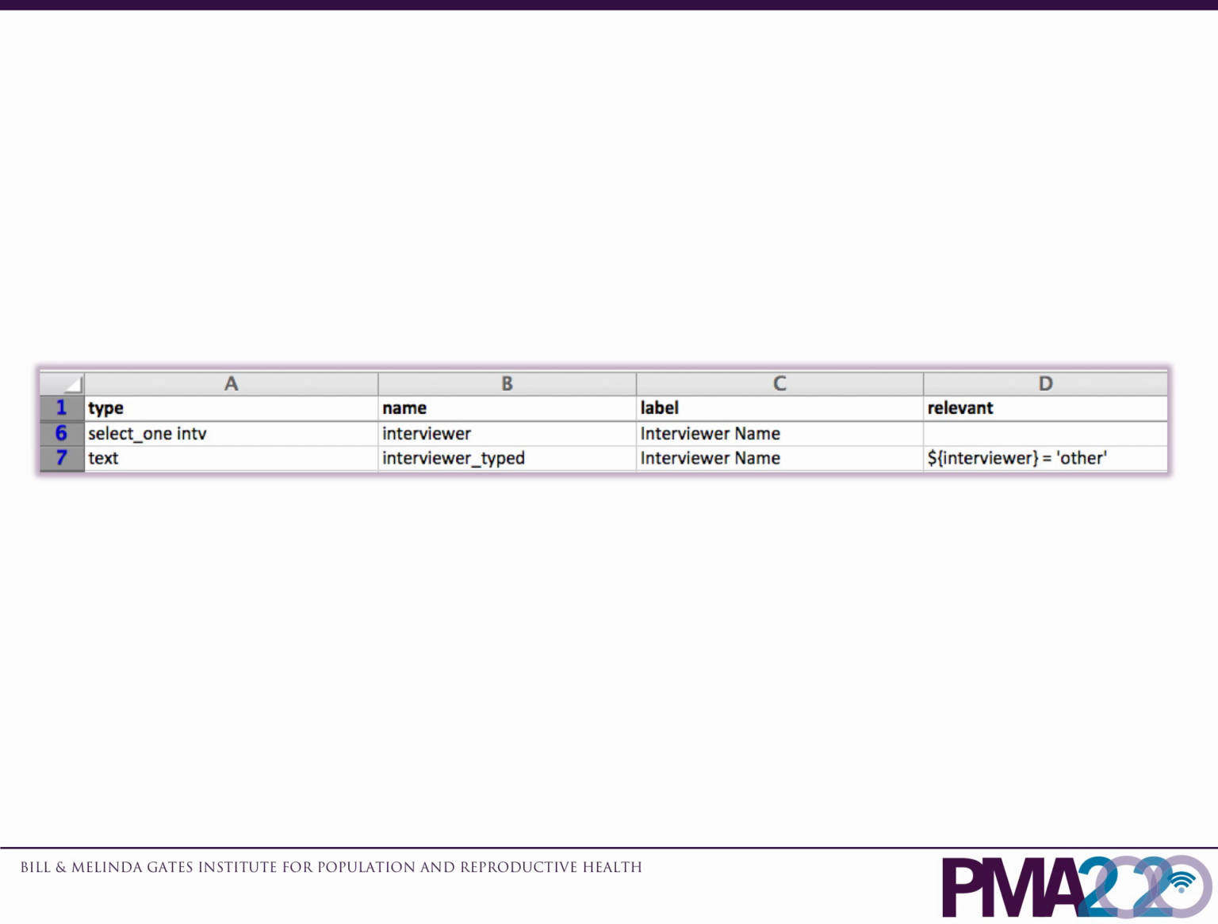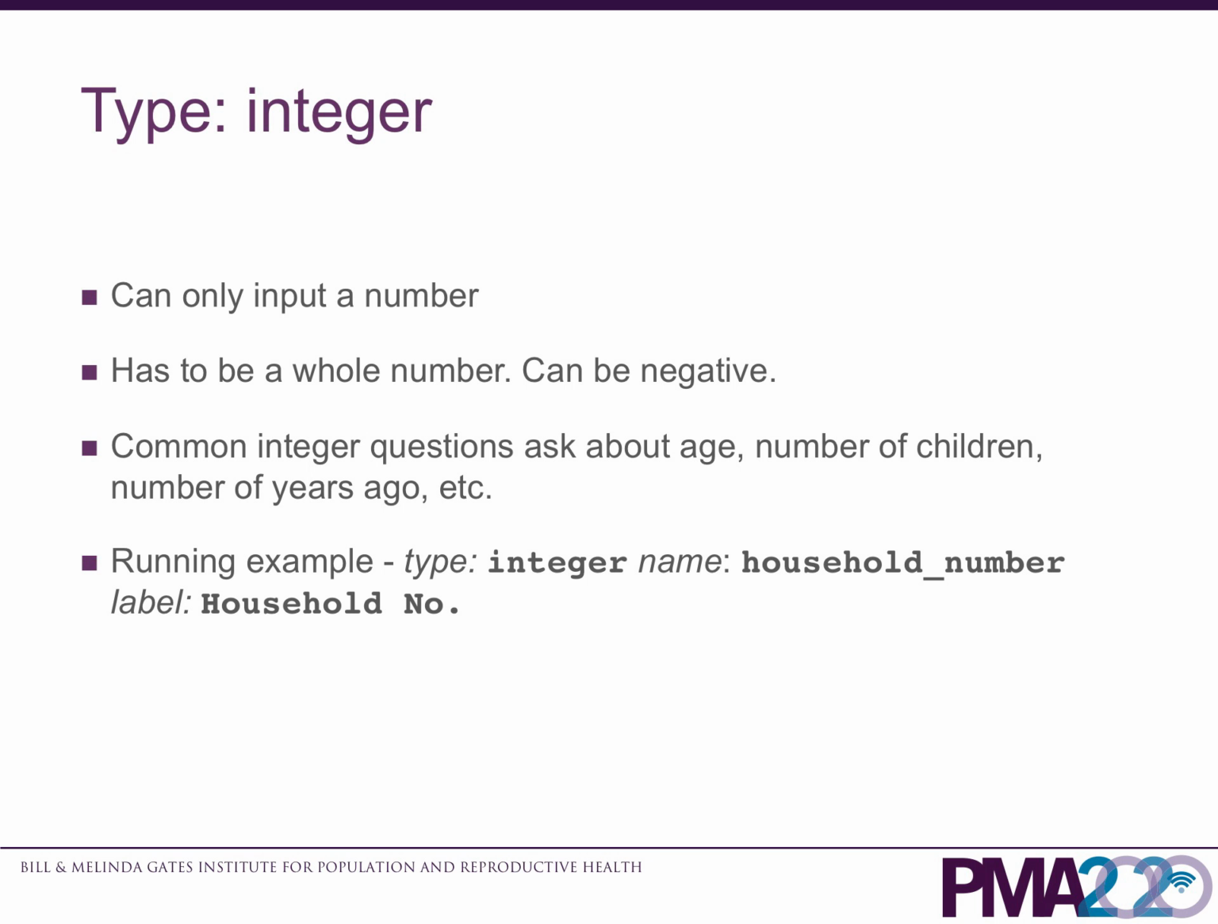So James, if I understand, the code that is in cell 7D says that if in the question named interviewer, other is selected, the question named interviewer_typed will show up. That's correct. And in any other case, if other was not selected in the question interviewer, the question interviewer_typed will not show up. That's correct. You got it. Great.